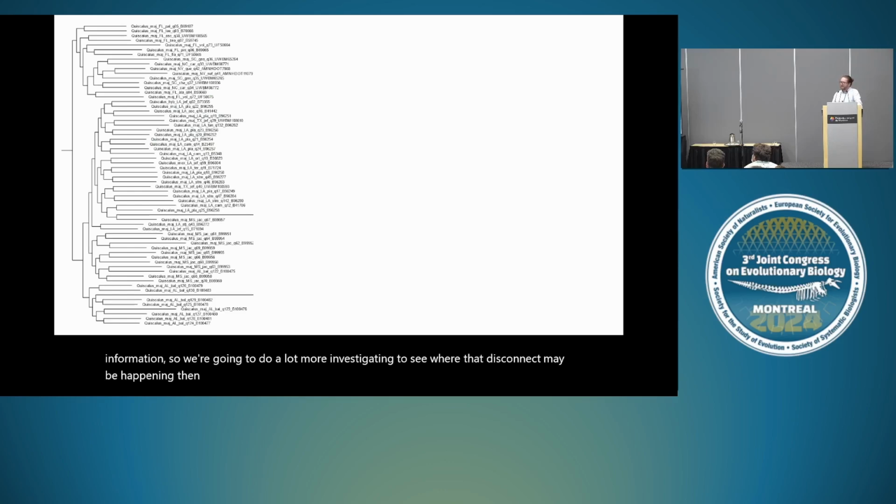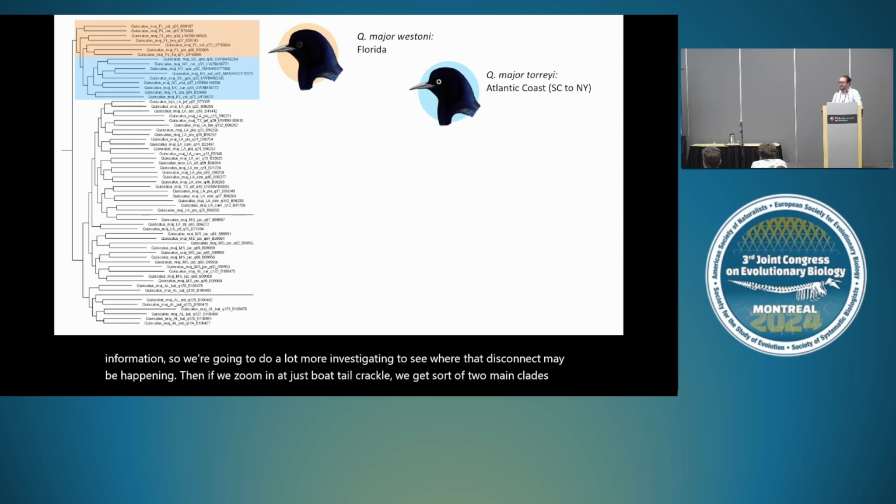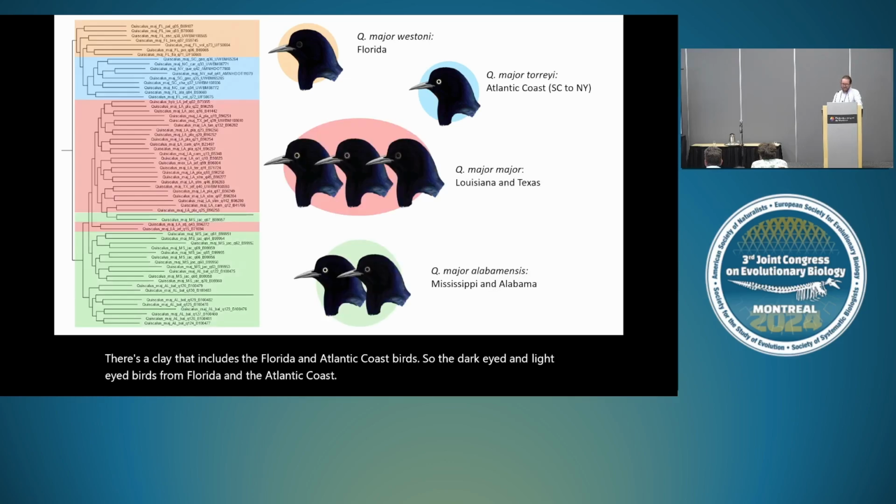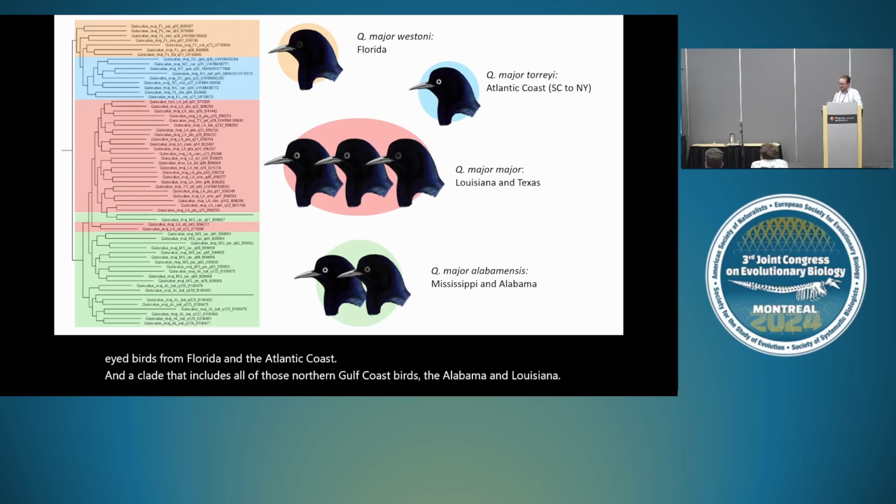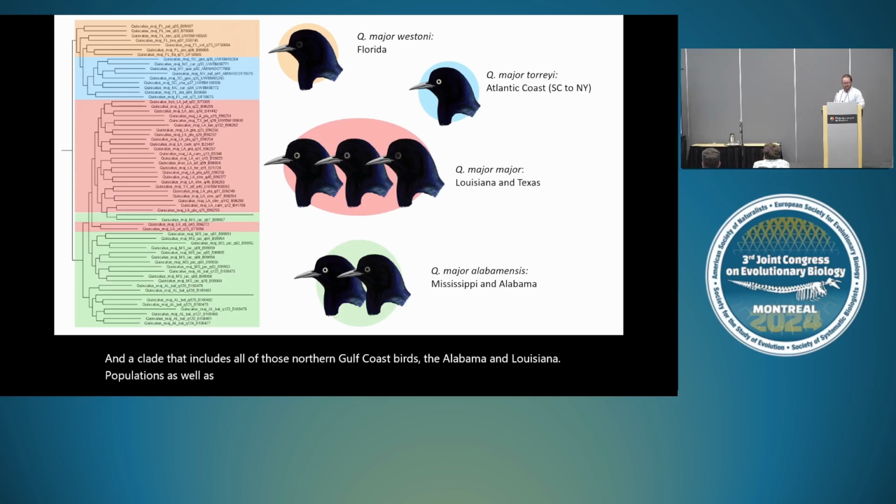Then if we zoom in at just boat-tailed grackle, we get sort of two main clades. There's a clade that includes the Florida and Atlantic coast birds, so the dark-eyed and light-eyed birds from Florida and the Atlantic coast, and a clade that includes all of those northern Gulf Coast birds, the Alabama and Louisiana populations, as well as Texas. And neither of those are reciprocally monophyletic, but the two main clades are.